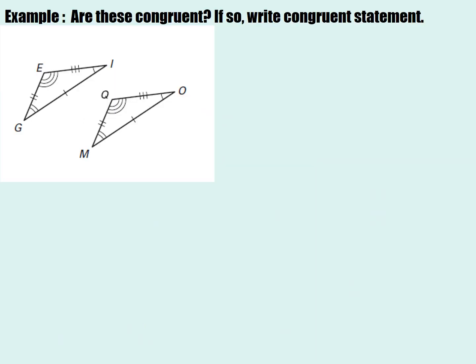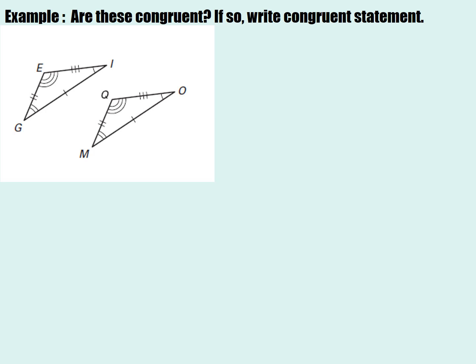Okay, so I'm going to do 3 examples really quick, and you do not need to write them in your notes. It's just to get used to writing congruent statements, so just watch along while I explain these 3 examples. So our first question is to determine if these 2 triangles are congruent, and then if so, we're going to need to write the congruent statement. So we have triangle EIG and QMO.